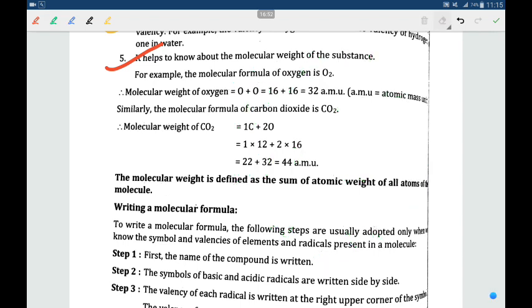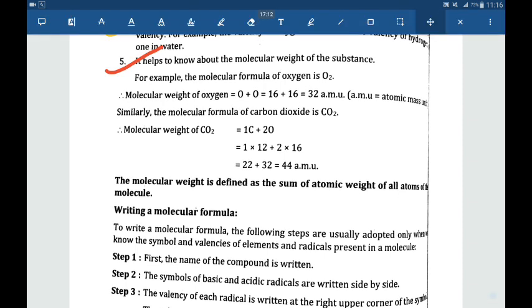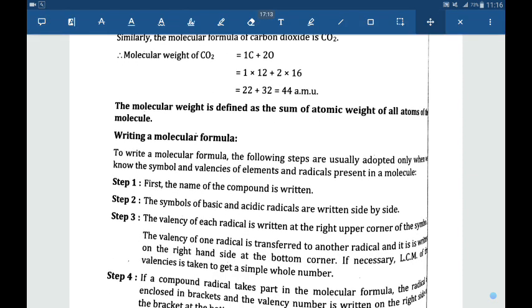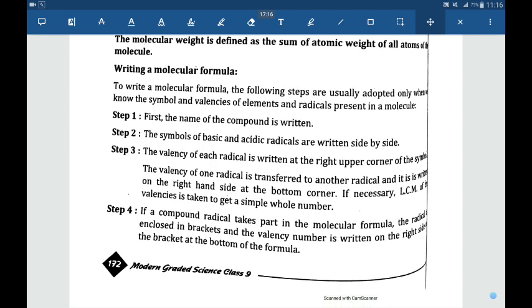In your book, the atomic weight of CO2, carbon dioxide, is shown. How much is it? AMU. In that way, we can calculate. The molecular weight is the sum of the atomic weights of the atoms present in the molecule.